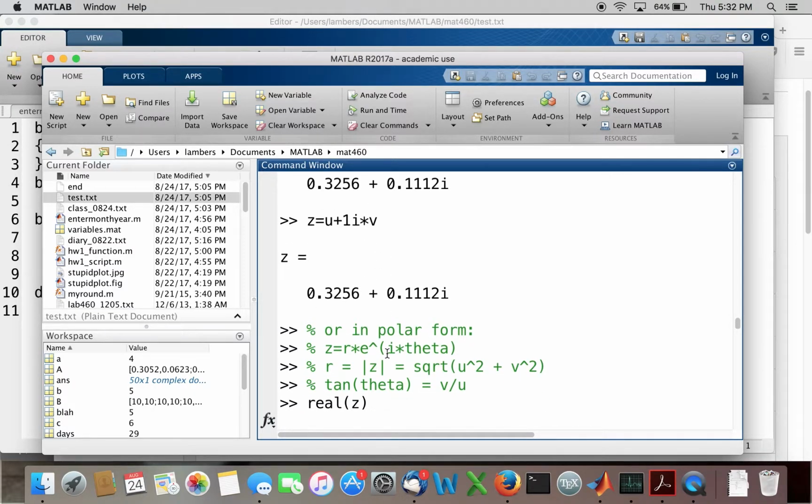You can also represent a complex number in polar form, z equals r times e to the i theta, where r is the magnitude or absolute value or complex modulus of the complex number z. And that's the square root of real part squared plus imaginary part squared. And then the angle theta satisfies this equation, that the tangent of theta is the imaginary part over the real part. Similar to polar coordinates, r and theta, used to represent points x, y in the xy plane, here we're representing complex numbers in the complex plane, where the real axis is the x-axis and the imaginary axis is the y-axis.